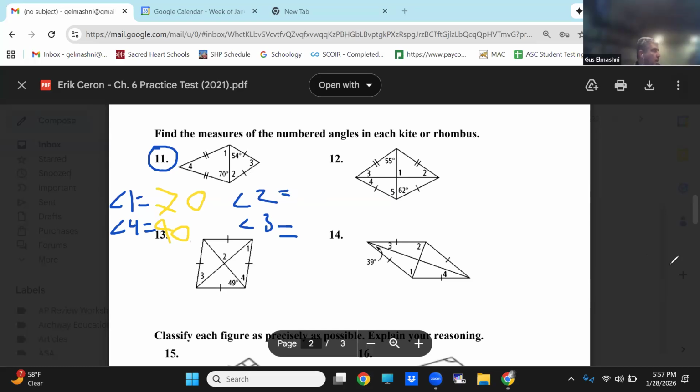Okay. I'm gonna use the restroom. Why don't you go do 12, 13, right back.